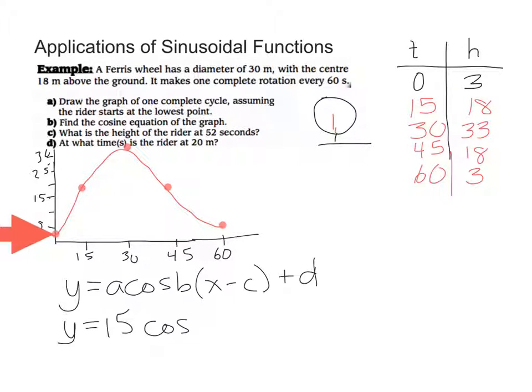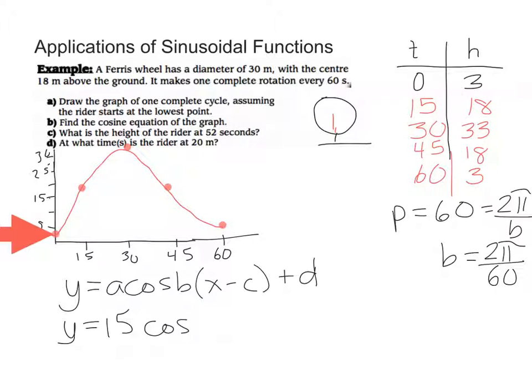Do you remember what b is? It has to do with the period, right? It's not just the period, but it has to do with the period. 2 pi over b is equal to the period. So we need to think about what's the period of this function. 60 seconds. So period equals 60. And that's equal to 2 pi over b. So b is equal to 2 pi over 60, or pi over 30.